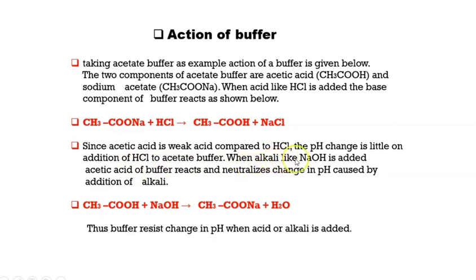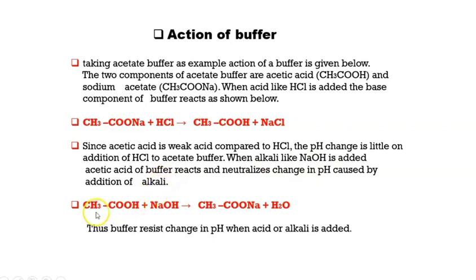But when an alkali like sodium hydroxide is added, the acetic acid of the buffer reacts and neutralizes changes in pH. So the important point here is what? When you add sodium hydroxide to the acetate buffer, it neutralizes the effect. It neutralizes every change in pH, on addition of alkali.